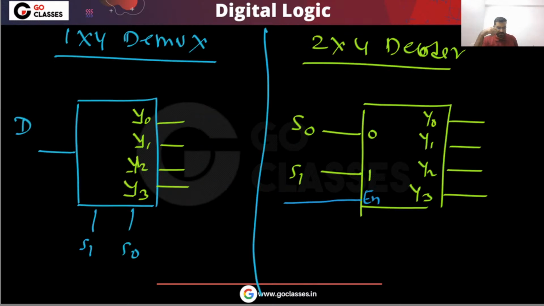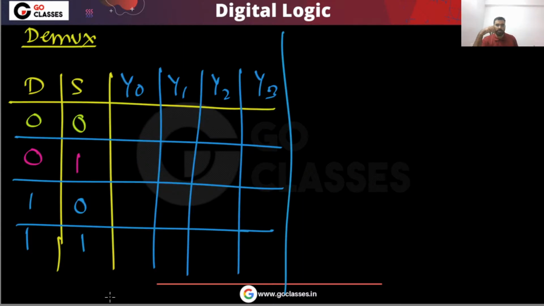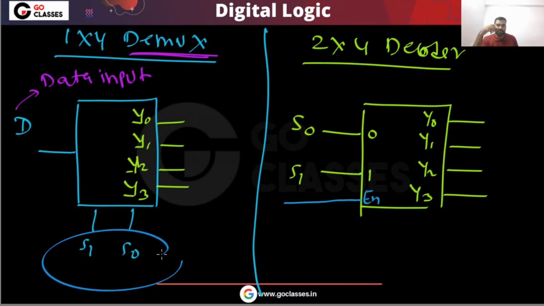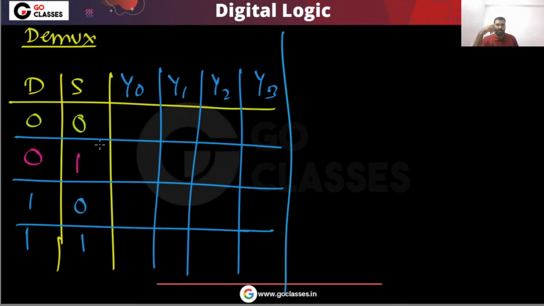In the demultiplexer, you know what a demultiplexer is? There is a data input. This is the data input. And you know that when these will be 0, 0, you have S1 as 0.